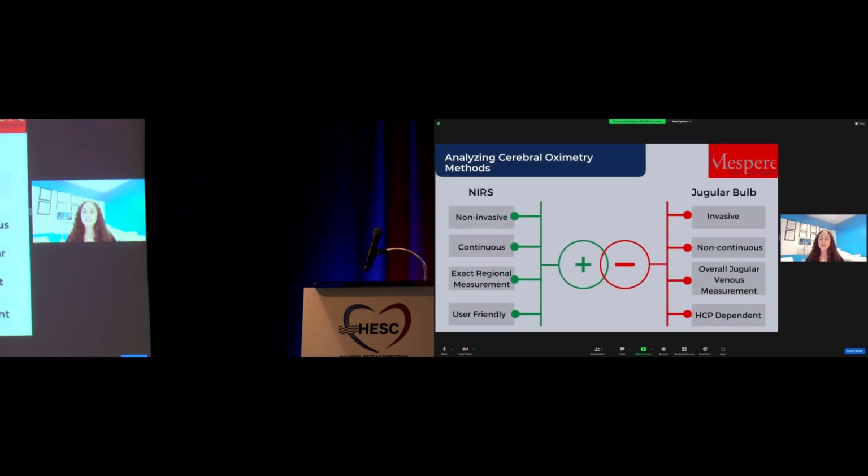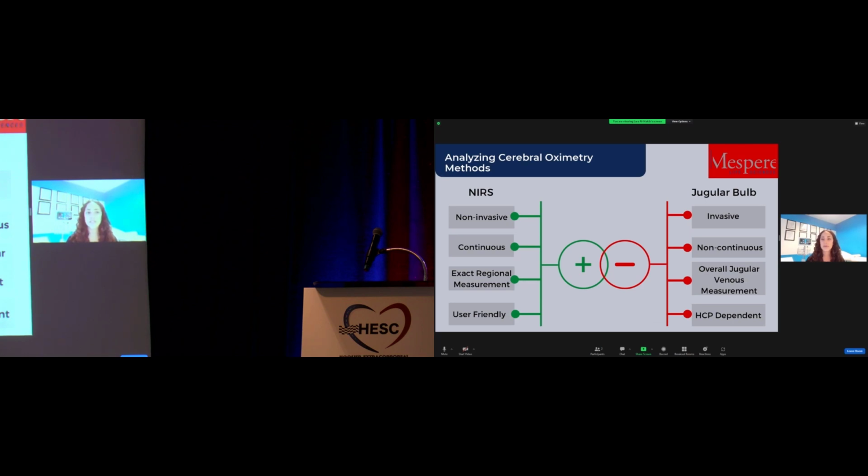So I wanted to do a side-by-side comparison between the different methods of cerebral oximetry, or ways of measuring. On the left side here, we have NIRS, which is near-infrared spectroscopy. And on the right side, we have the jugular bulb, which is the gold standard, or what used to be the gold standard.